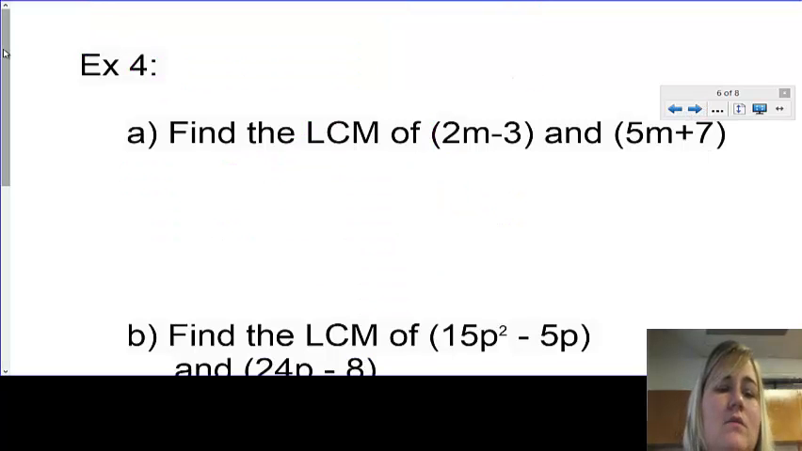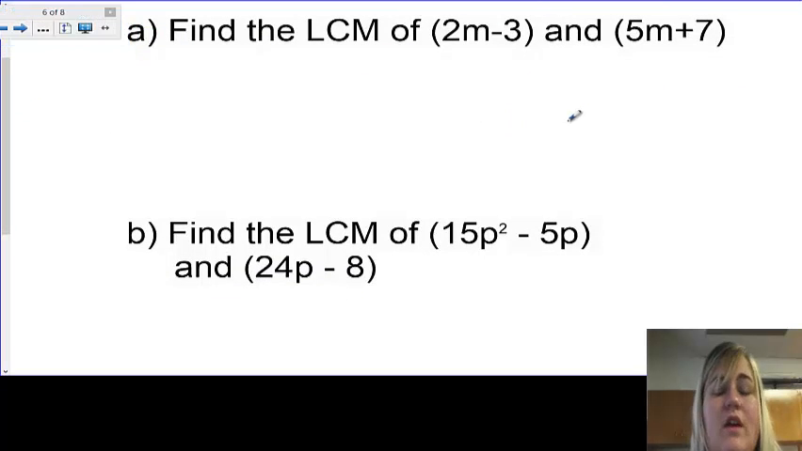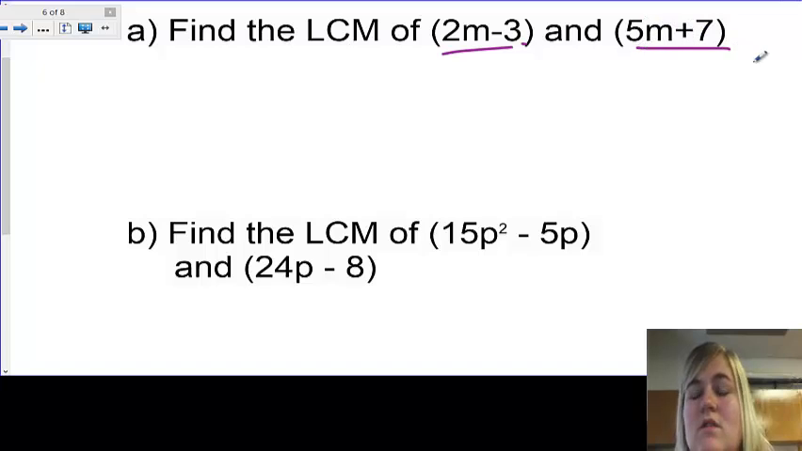Alright. On these, we're finding the least common multiple of binomials. Okay, so the first thing that we have to do in order to figure these out is we have to figure out if we can factor. So, can I factor anything out of 2m minus 3? Well, I can't divide anything evenly out of these two numbers, and I don't have an m in both, so this is just going to be as it is. It's not going to change. That's a prime. Okay. On this one, I have 5m plus 7. I can't divide a number out of both of those because those are both primes, and I don't have an m in both, so this one is also prime.